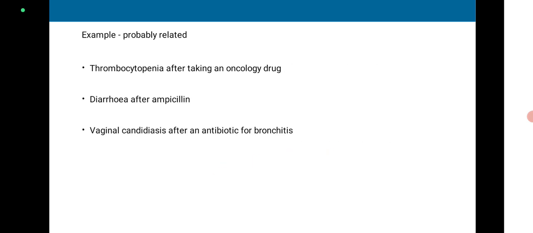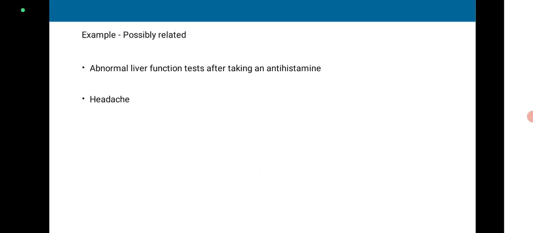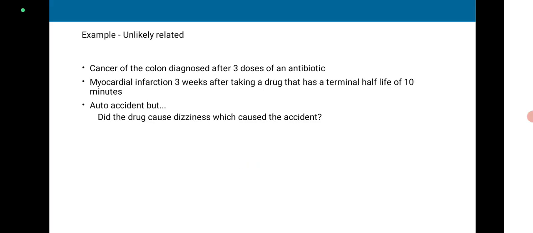Probably related ADRs include thrombocytopenia after taking an oncology drug, diarrhea after ampicillin, vaginal candidiasis after an antibiotic for bronchitis. Examples for possibly related ADRs include abnormal liver function test after taking an antihistamine, headache. And unlikely related ADRs include cancer of the colon diagnosed after 3 doses of an antibiotic, or myocardial infarction 3 weeks after taking a drug that has a terminal half-life of 10 minutes, etc.